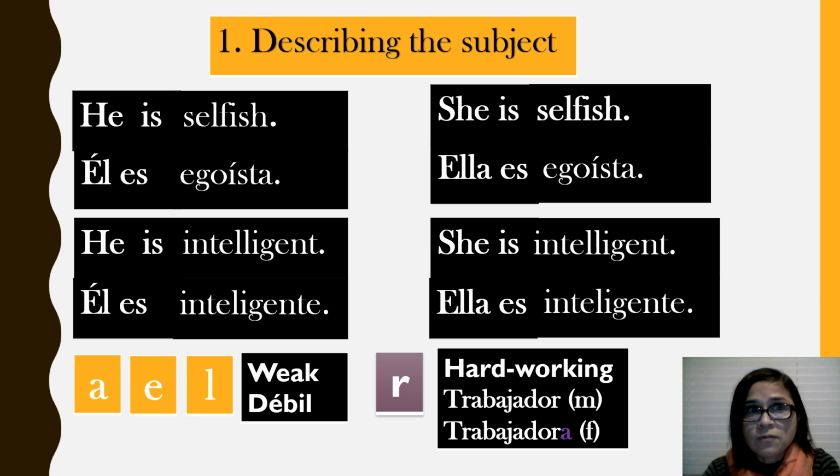And again, if the adjective ends in A, E, or L, you don't have to change the ending, and it's going to be the same for both feminine and masculine. But if the adjective ends in R, when you need to describe something feminine, you have to add an A as in trabajadora.